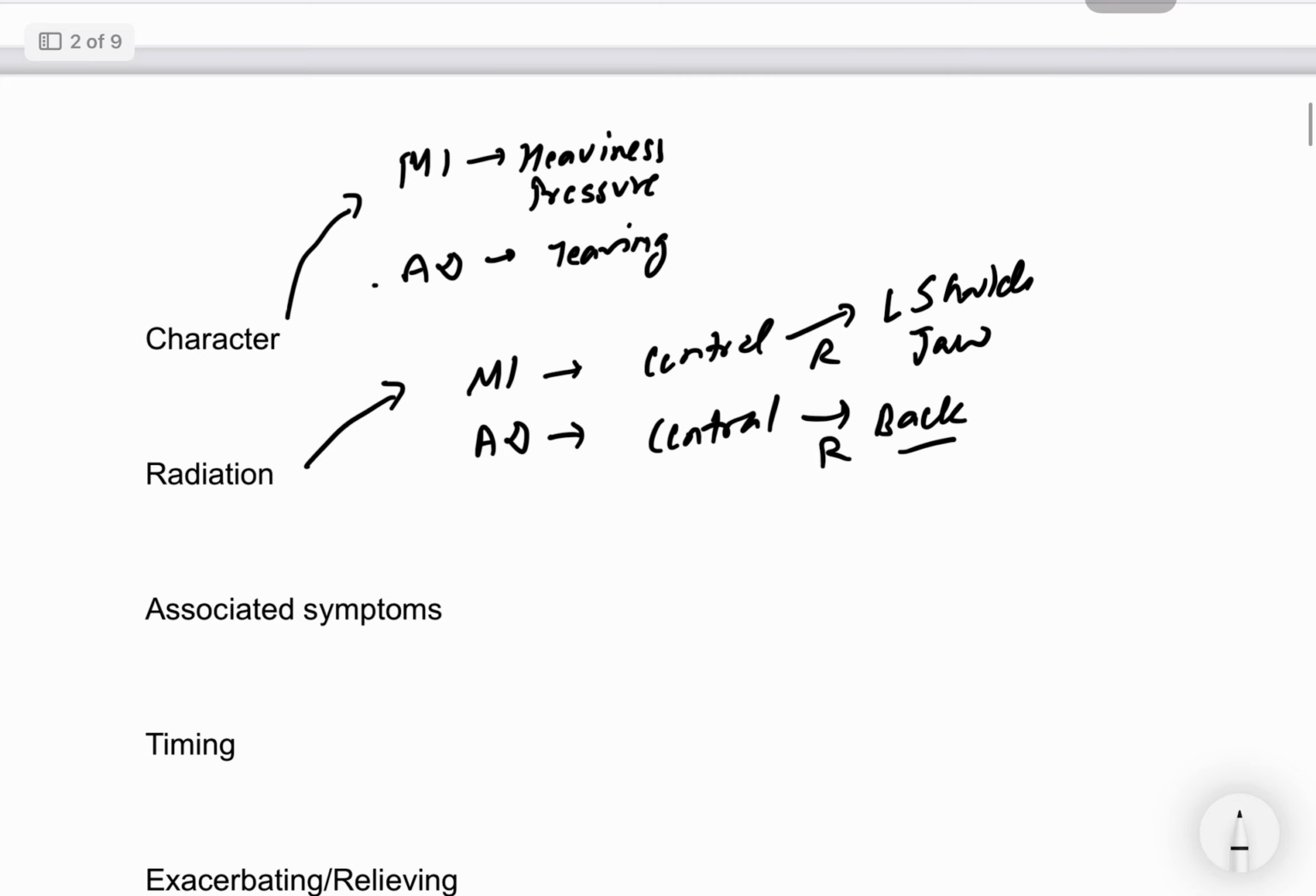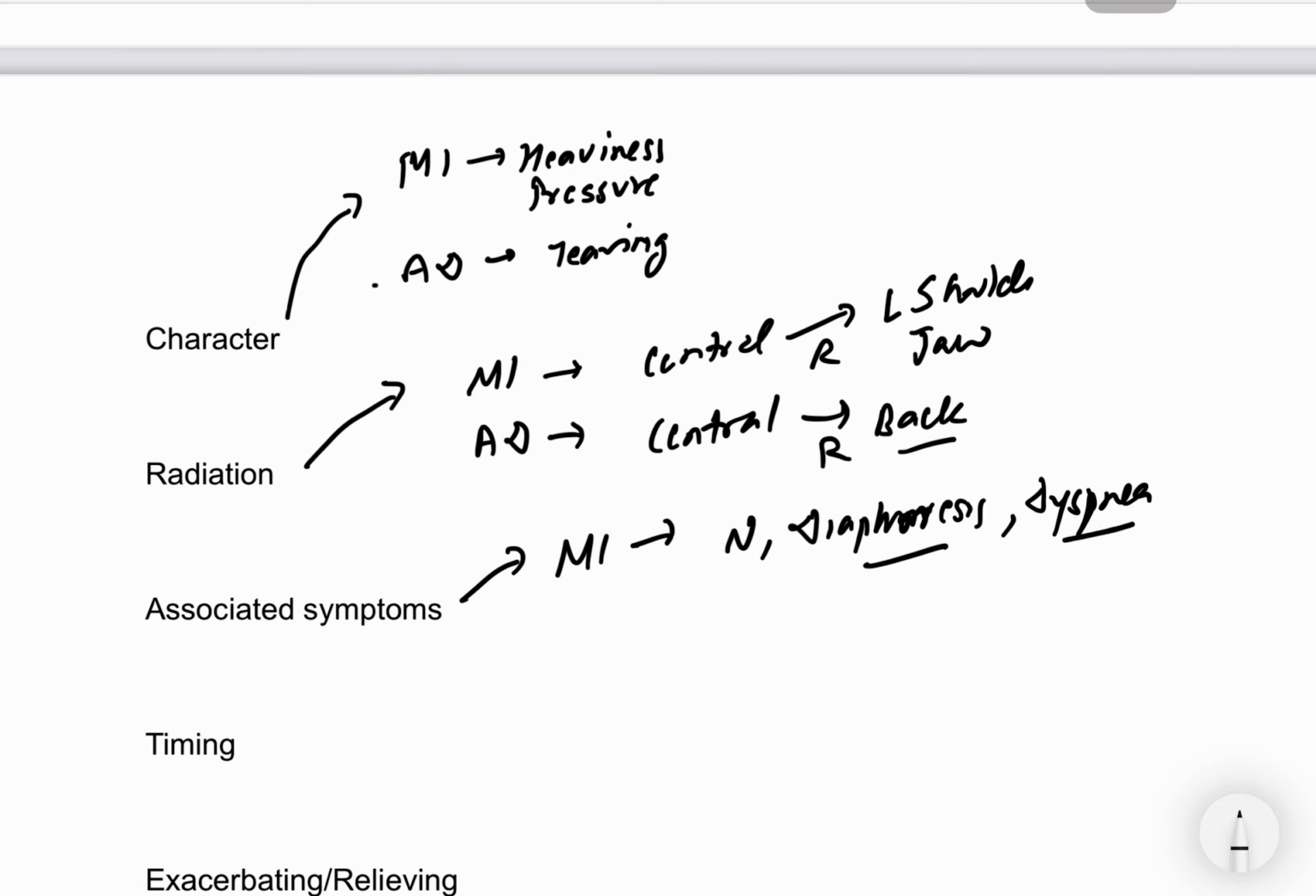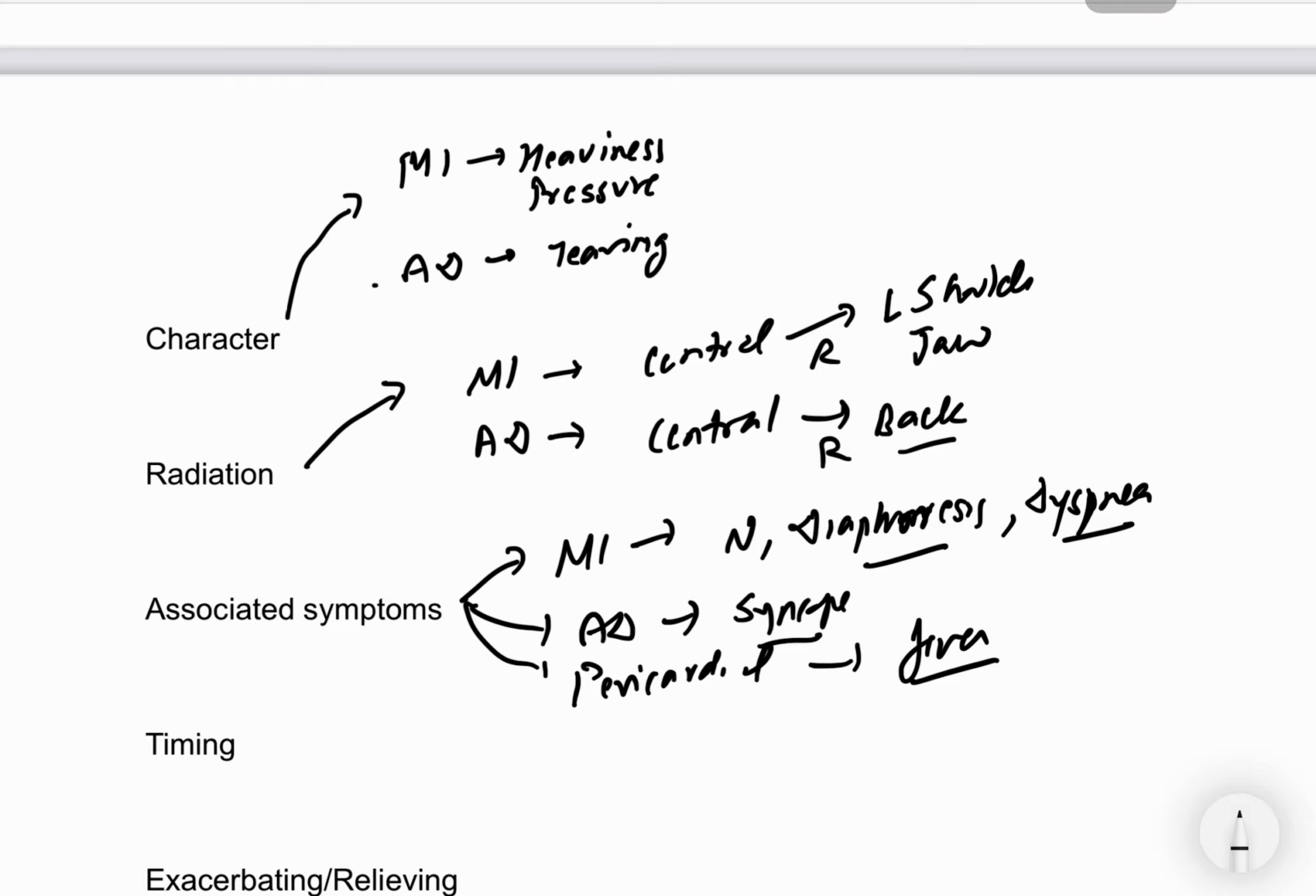And associated symptoms: in MI, it's associated with nausea, diaphoresis, and dyspnea. In aortic dissection, the patient might present with syncope. In pericardial effusion, the patient might have the symptoms of pericarditis, like fever or something like that.